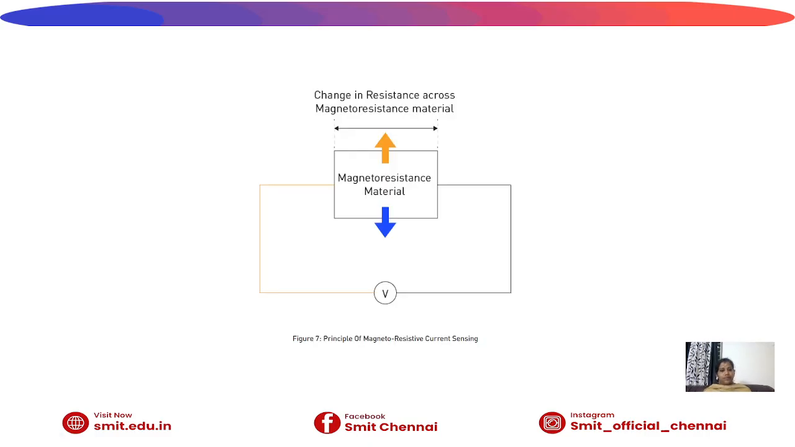Here is the magnetic material, a resistance material, maybe anything. The resistance across the magnetoresistance material changes. If the resistance increases, then this material, maybe the displacement or a speed, anything, if we consider speed, then the speed is increased. Here the magnetoresistance material is proportional to the change in resistance across it. So this is the principle of magnetoresistive current sensing.